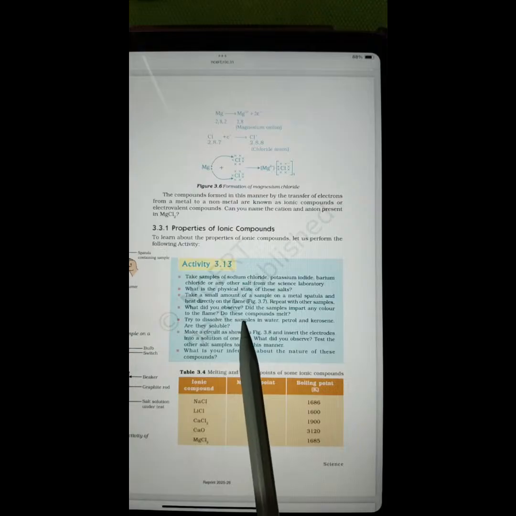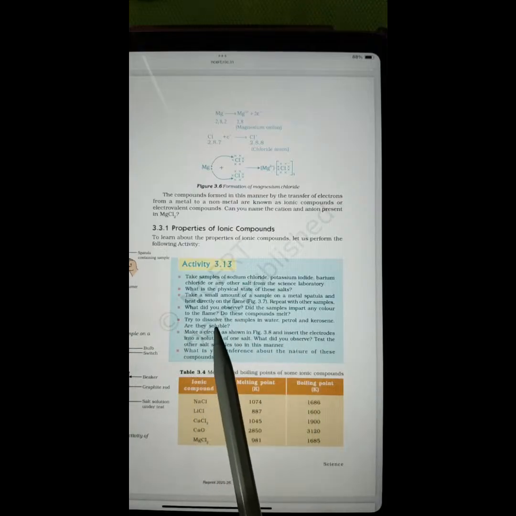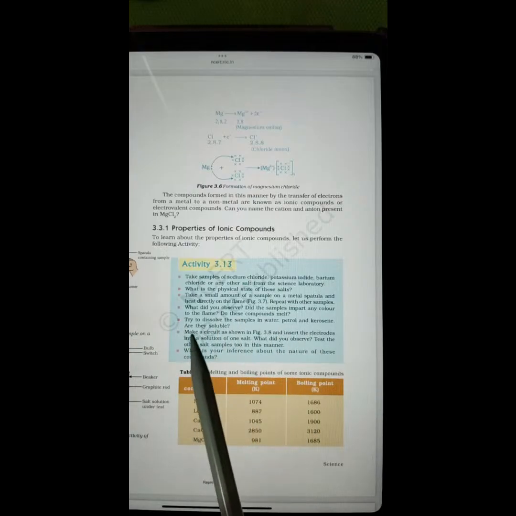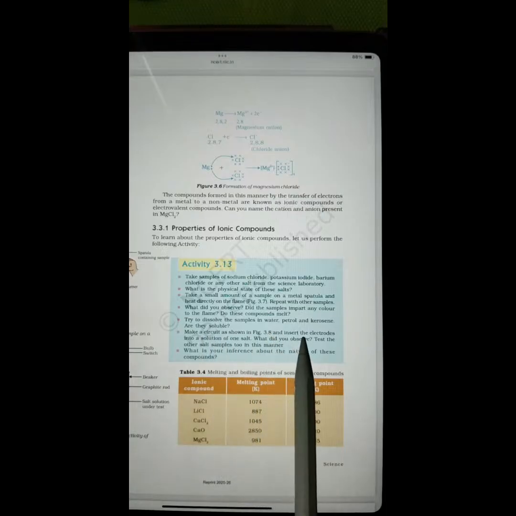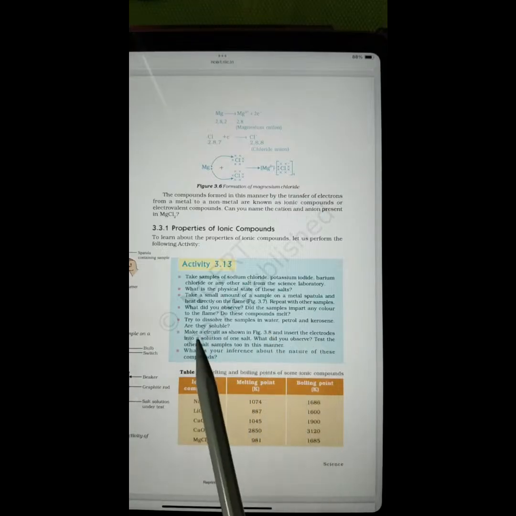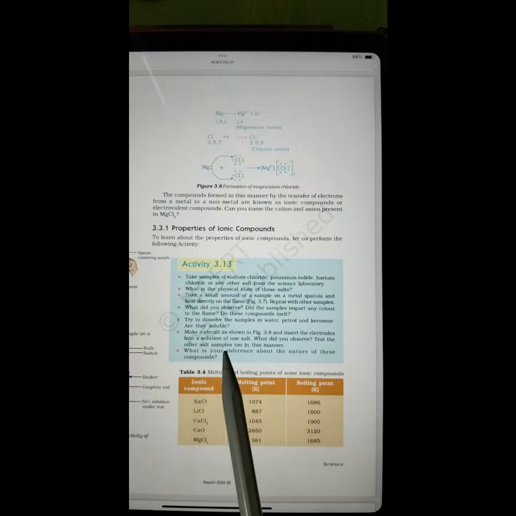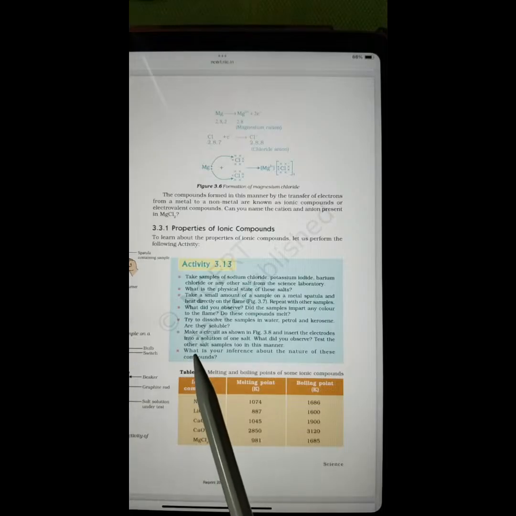What did you observe? Did the samples impart any color to the flame? Do these compounds melt? Try to dissolve the samples in water. Petrol and kerosene, are they soluble? Make a circuit as shown in figure 3.8, and insert the electrodes into a solution of one salt. What did you observe? Test the other salt samples too in this manner. What is your inference about the nature of these compounds?